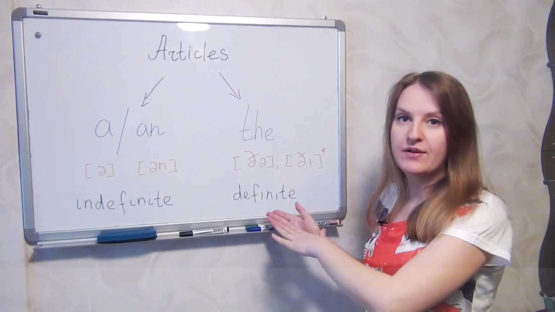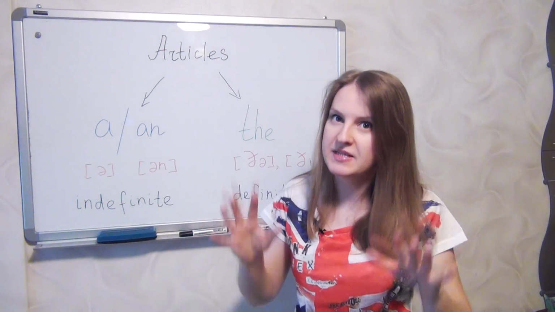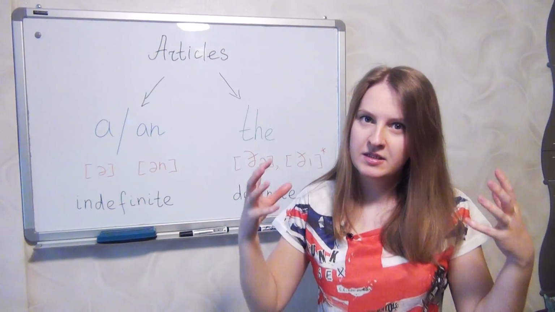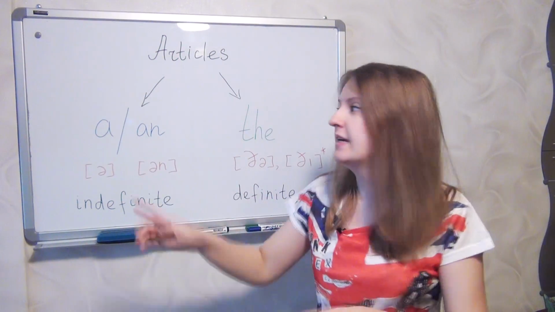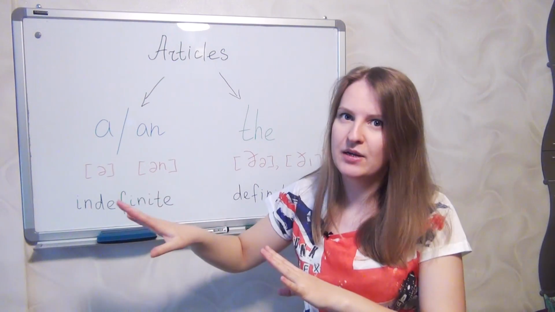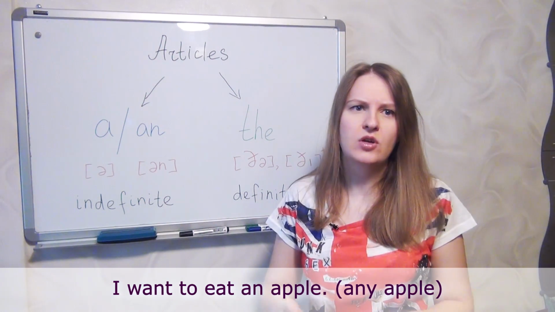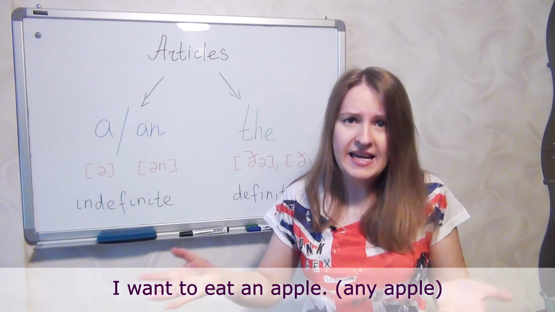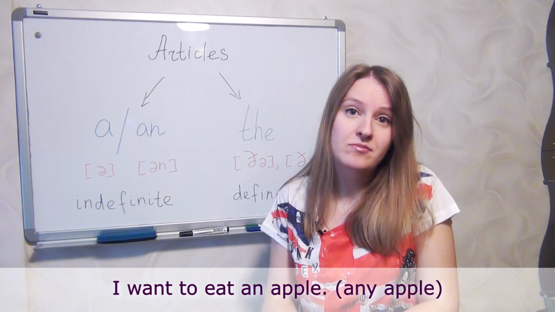So, the definite article is used to talk about definite things, exact, certain, specific, peculiar. We know what we are talking about here. It's just not one of many. This is one of many. This is any, doesn't matter which one. I want to eat an apple. Not some specific apple, just any apple will do. So, I would like to eat an apple. Would you?